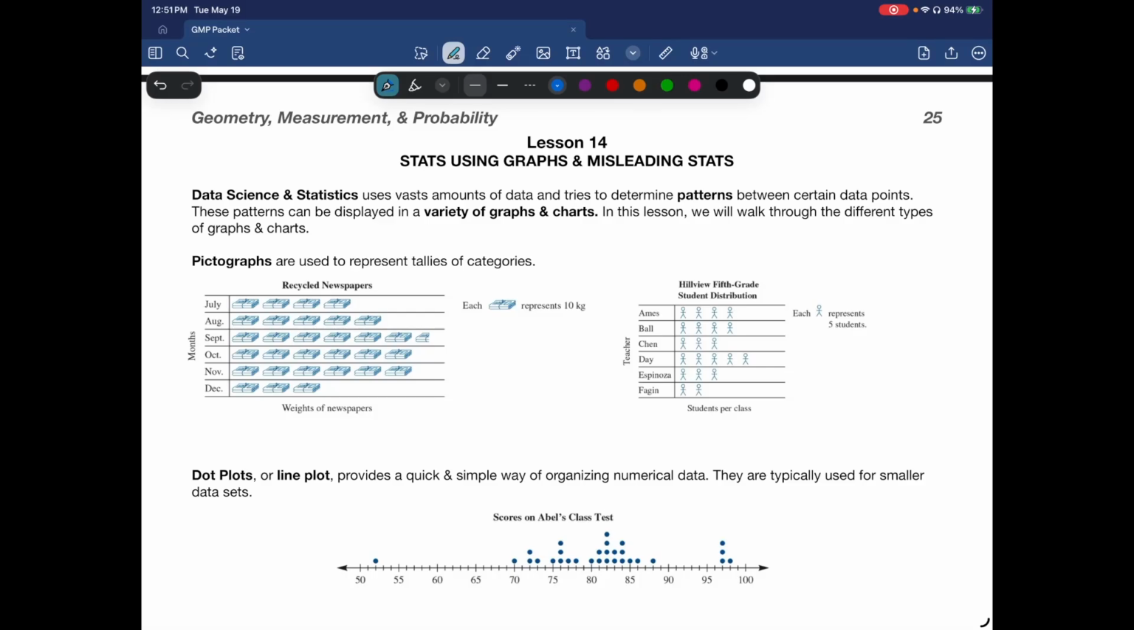We're coming to lesson 14. We're starting to talk about stats. In this first lesson, we're just going to walk through a lot of different problems and introduce you to what all the different graphs look like. There's not going to be a lot of work involved, so let's dive in.